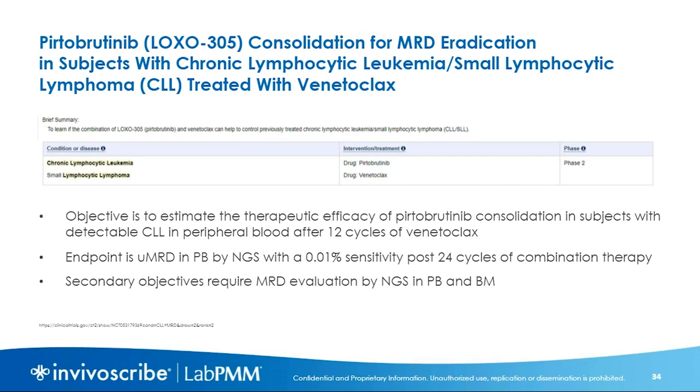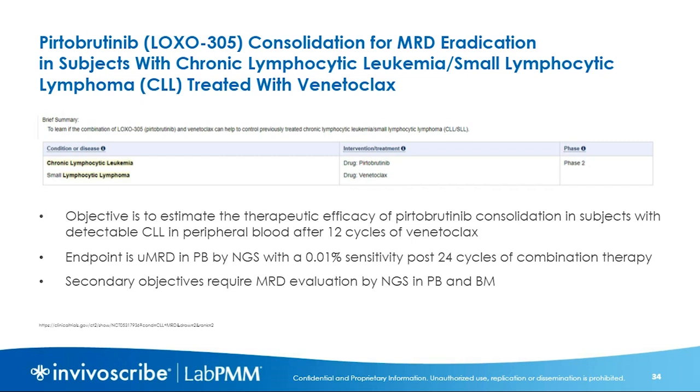Here is just one example of a clinical trial that I retrieved from clinicaltrials.gov, in which a combination of LOXO-305, pirtobrutinib, with venetoclax was used in phase 2 to control previously treated CLL. The objective is to estimate therapeutic efficacy of pirtobrutinib consolidation in patients with detectable CLL in the peripheral blood following 12 cycles of venetoclax. The endpoint measured will be undetectable MRD in peripheral blood analyzed by NGS with a 0.01% threshold of sensitivity after 24 cycles of combination therapy.